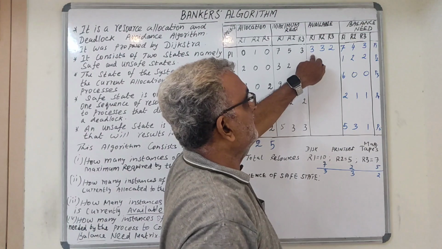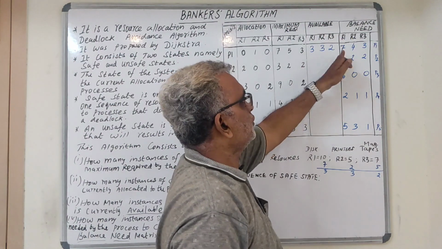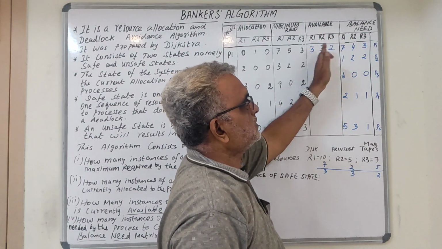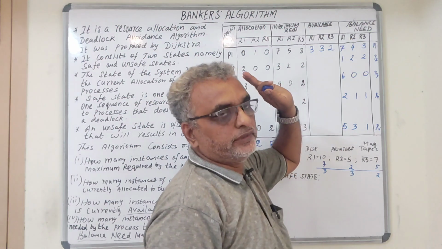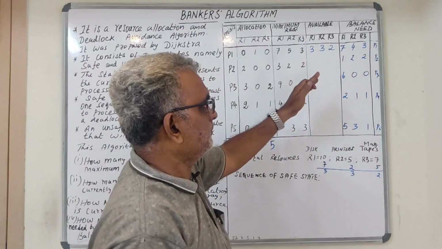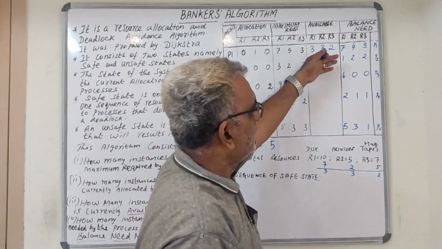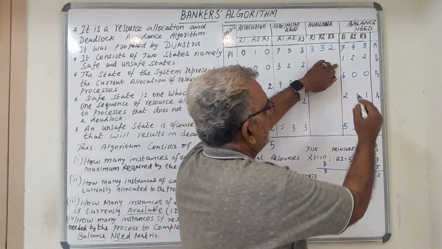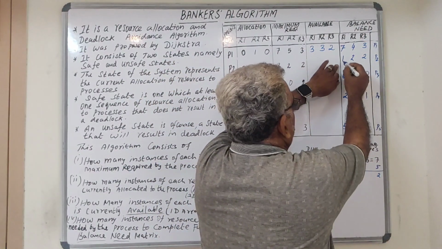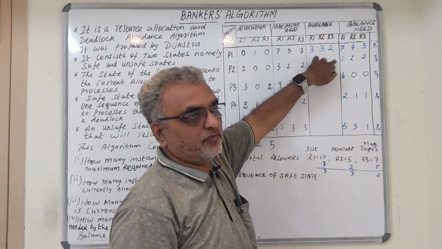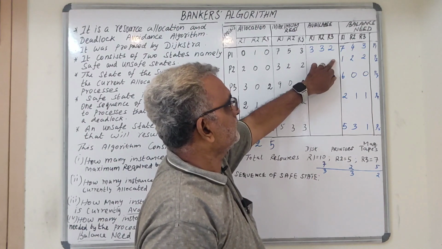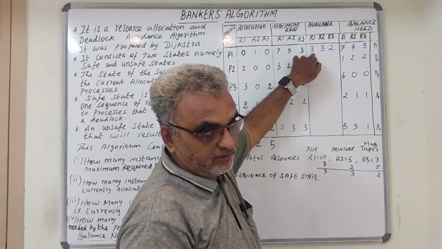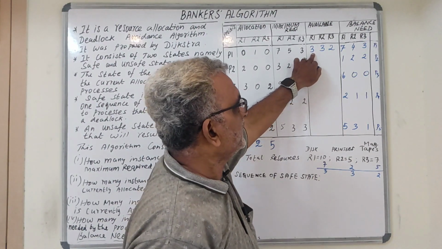But we have only 3, 3, 2, so we cannot allocate these resources to this process. Okay, so now we move on to the next process. The next process is P2, which requires 1 instance of resource 1, but here we have 3, so we can allocate.